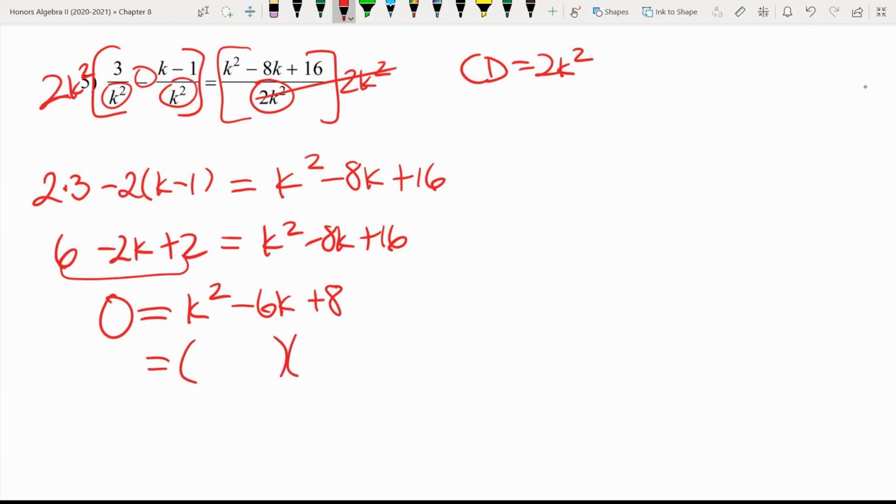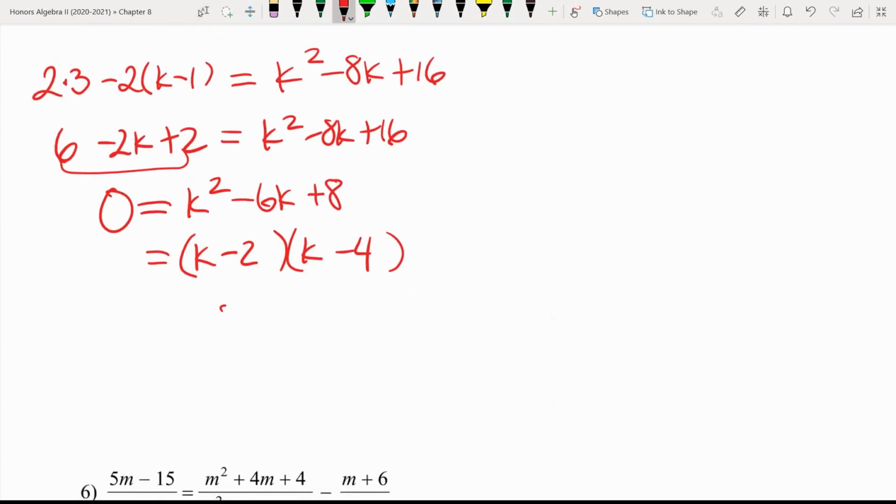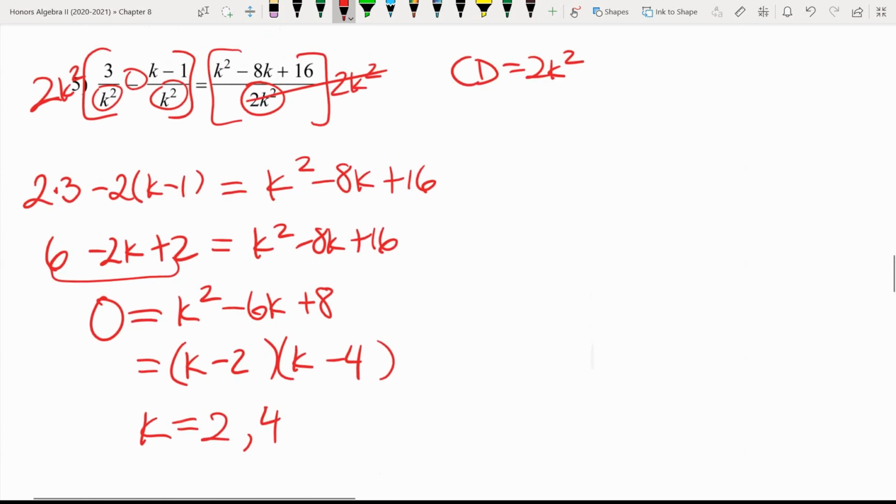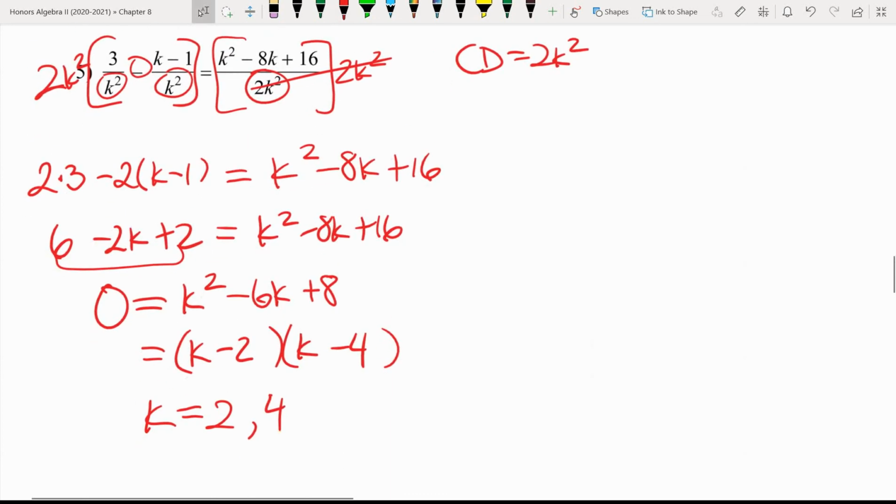This is factorable. k minus 2, k minus 4. That makes 8 and adds up to that. So this is 2 and 4, my values for k, but I want to double check. Are any of those going to be bad? No, both of those are acceptable, 2 and 4.